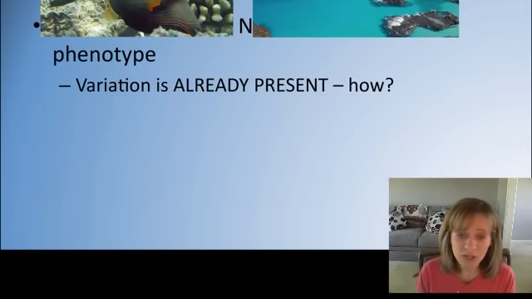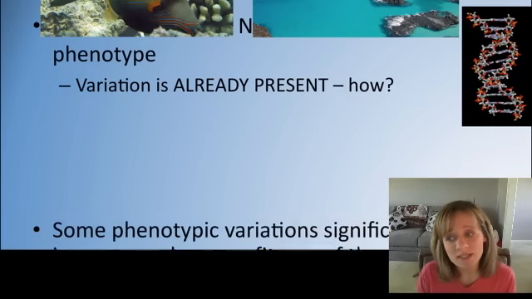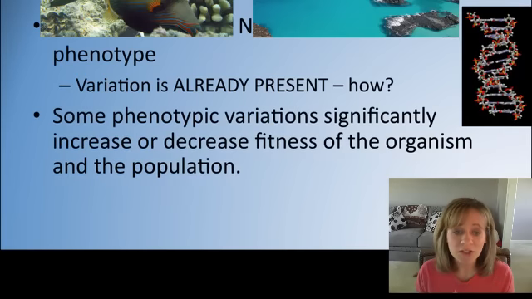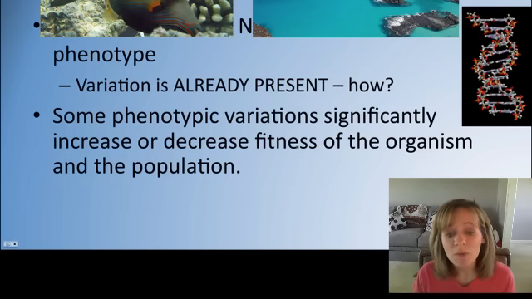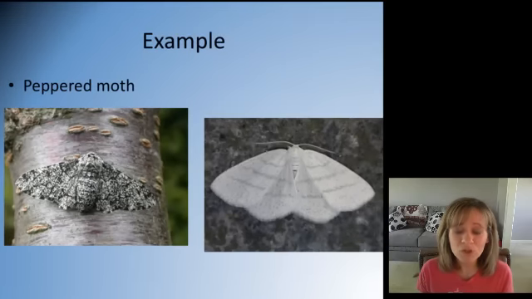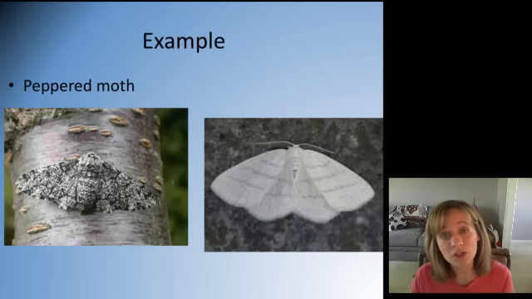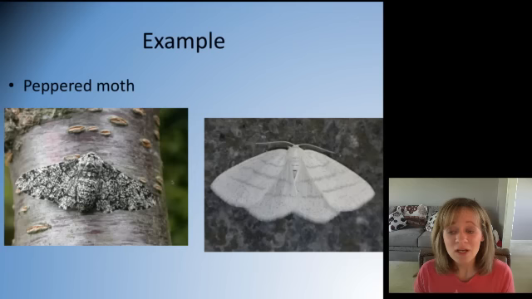So going back to what I said, variation is already present, and how is it present? It's present in the DNA, maybe through a mutation. And so some phenotypic variations significantly increase or possibly decrease fitness of the organism and the population. Remember, simply, fitness means how much are you reproducing? Can you survive and reproduce? So let's get a couple examples in of natural selection. The peppered moth. This is a classic example way back in the Industrial Revolution times in New England when we had a lot of factories and a lot of soot. Originally, the peppered moth was this white color.